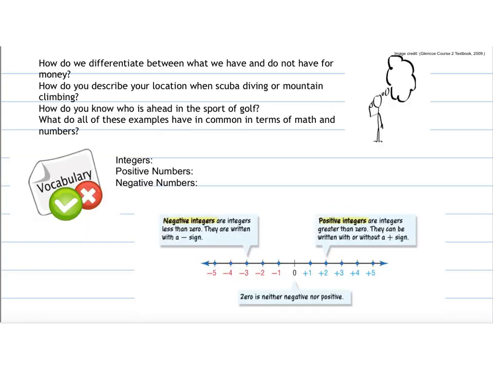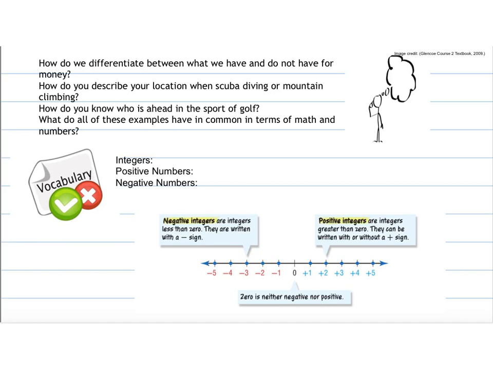Okay, some questions up here just to think about. How do we differentiate between what we have and do not have for money? How do you describe your location when scuba diving or mountain climbing? How do you know who is ahead in the sport of golf? And what do all these things have in common in terms of math and numbers?